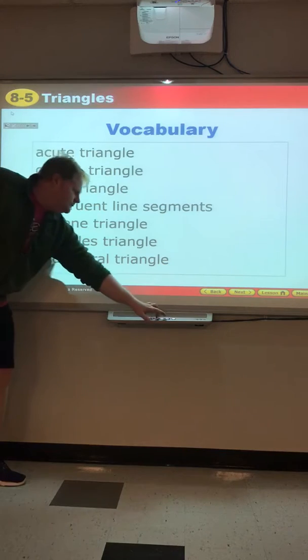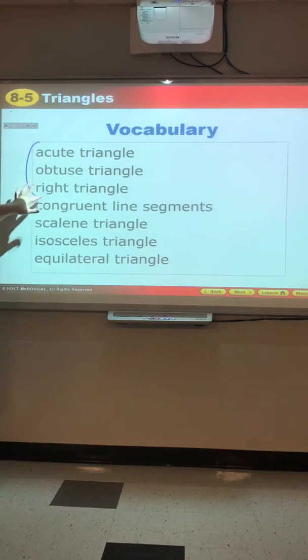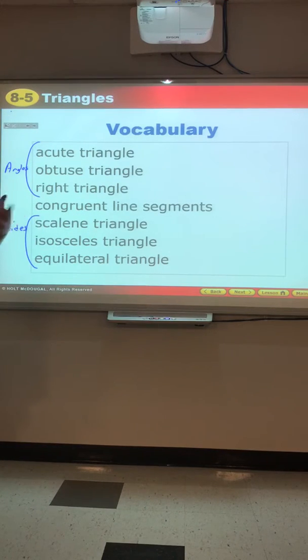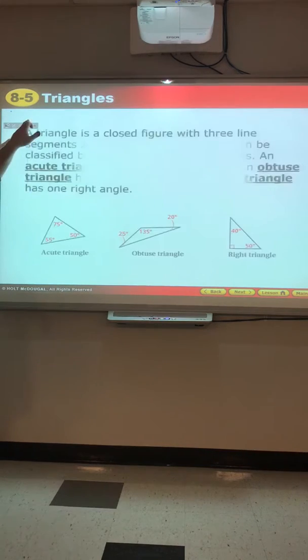These all focus on naming a triangle based on an angle, or all of the angles. These focus on the sides. So angles, sides. And what I'm going to do for a lot of them is ask for both names. Congruent, we know, means same. Line segment means a portion between 2 dots. So we can use those.